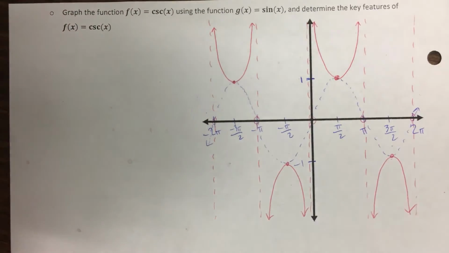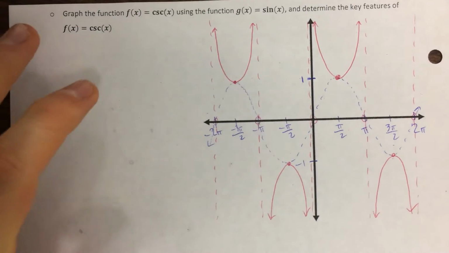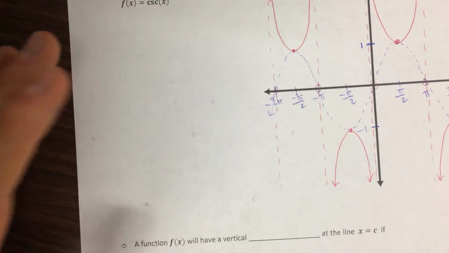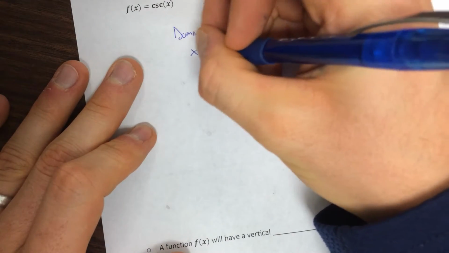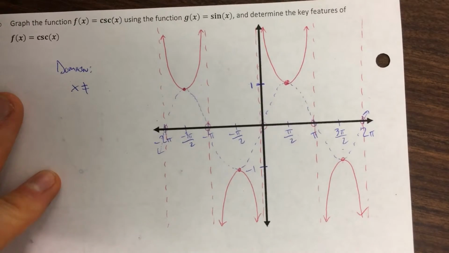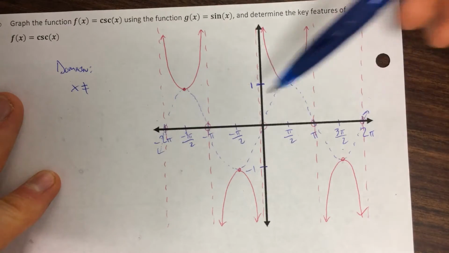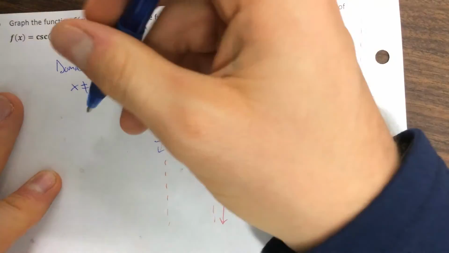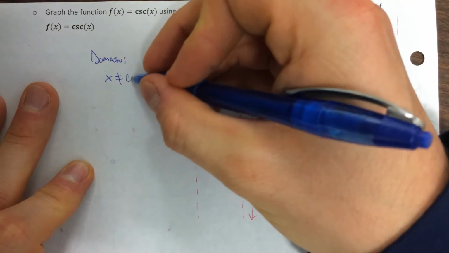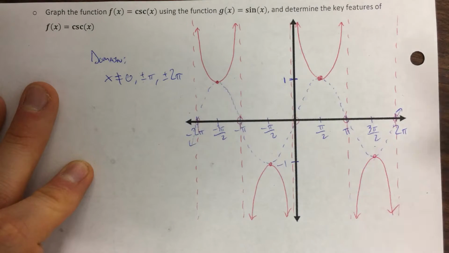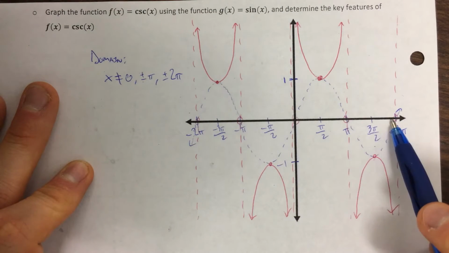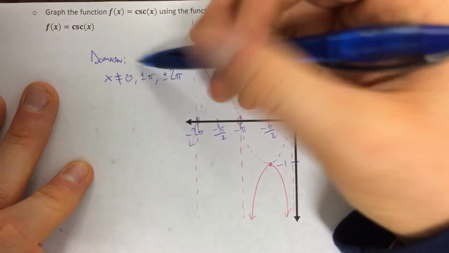Now, for time's sake, few things. If you were to go back to key features, like here, everything would be the same. Period, amplitude, range. Only thing that would change is domain. And what we would say is domain x cannot equal, instead of the over 2's, x cannot equal pi, 2 pi, negative 2 pi, 0. So we could say x cannot equal 0, plus or minus pi, plus or minus 2 pi, because the function is undefined at those values, and so on.